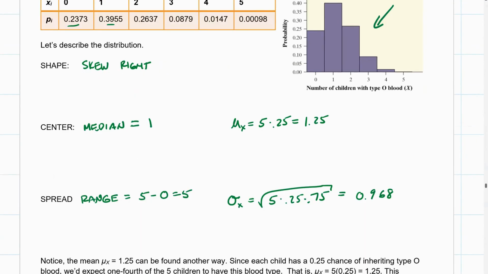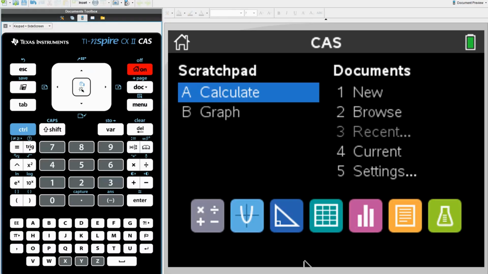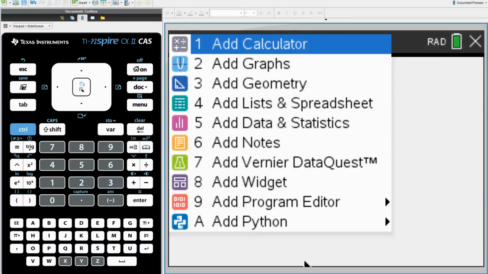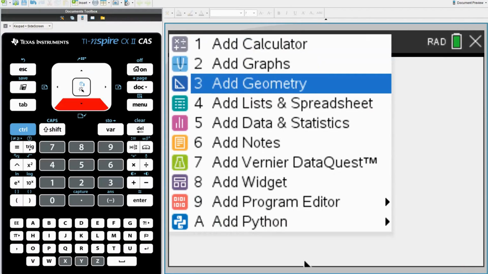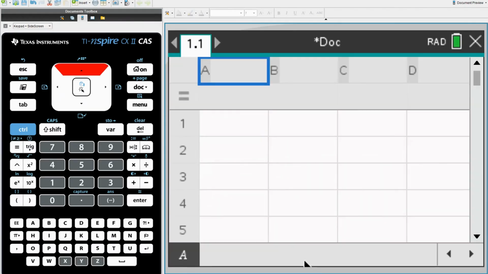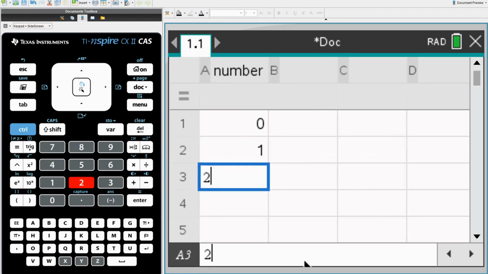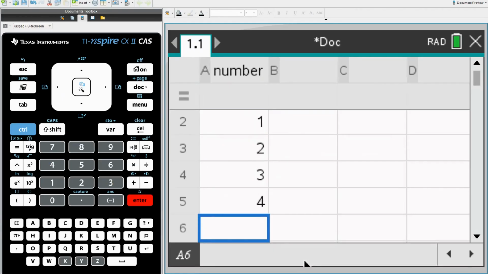Now, you're just taking my word for it that these are the formulas. Let's try to look at this using some technology. I'm going to switch over to the Nspire calculator. I'll create a new document, and in that new document, I'm going to create a list and spreadsheet. In this column, I'll put the number of kids with type O blood, and it could range from 0 to 5.